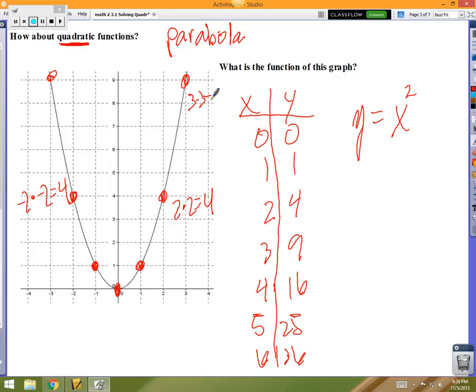3 times 3 is 9. But so is a negative 3. A negative 3 times a negative 3 is also 9. So this is it right here. That is your most basic quadratic. Take whatever the x is, square it, and that gives you the y.